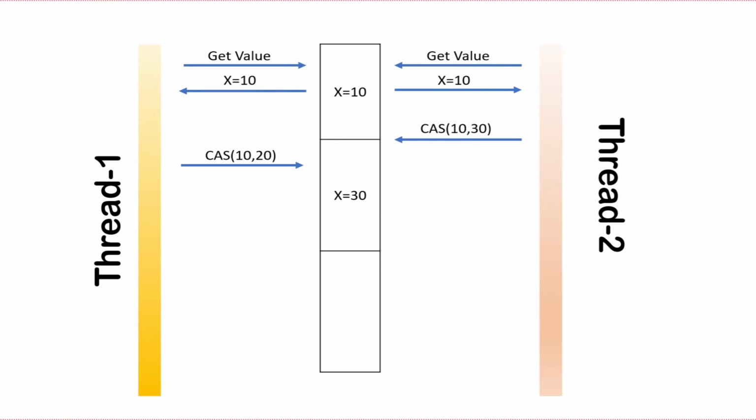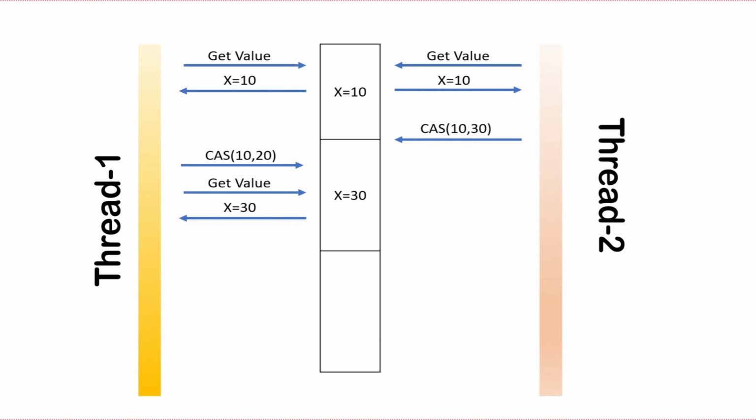So when it tries to call the CAS operation, the baseline value, which is 10, is not equal to the actual current value, which is 30, because thread 2 has already updated the value to 30. So in this case, the CAS operation will fail, or it will return false. And as per the logic that we can implement depending on our business requirement, in this case we will again call get value to get the latest value for thread 1, which is 30.